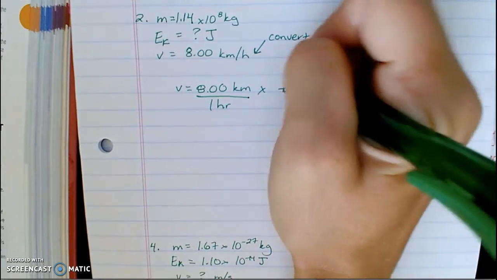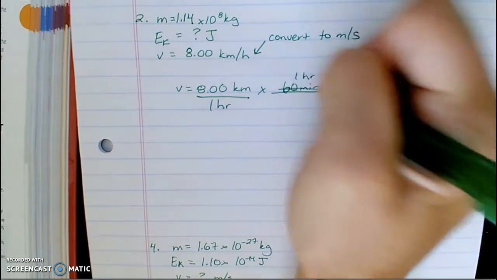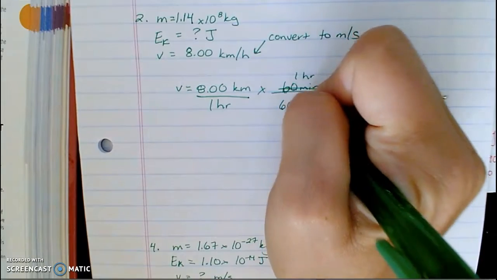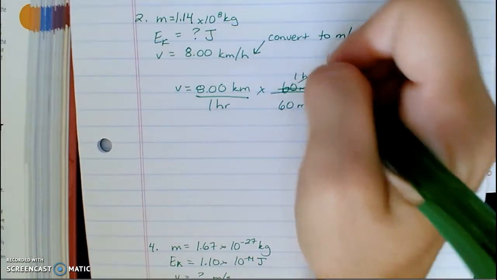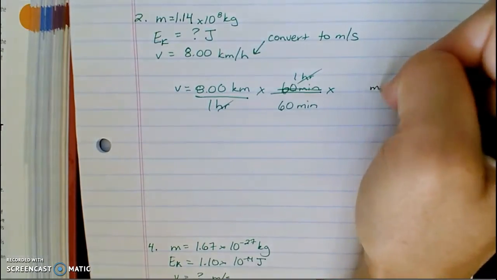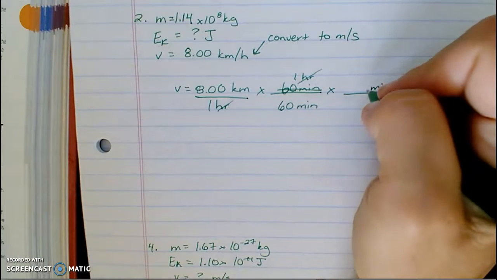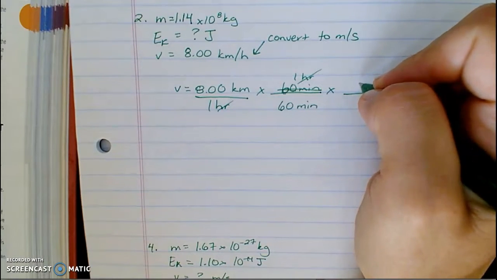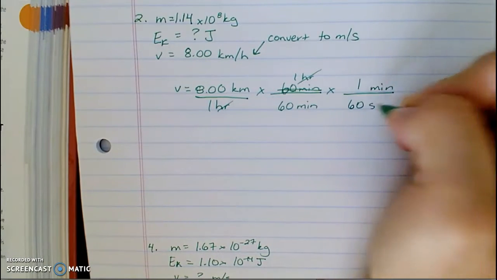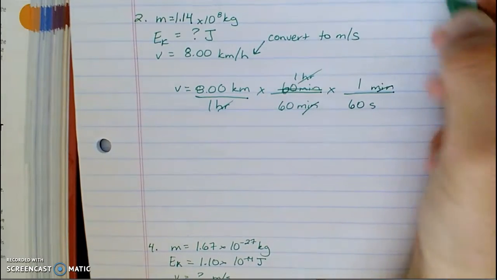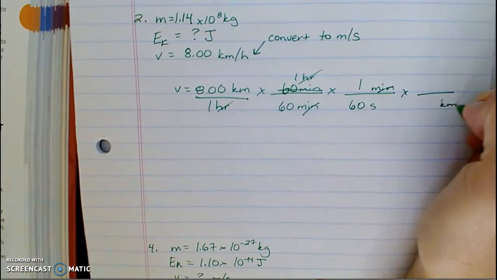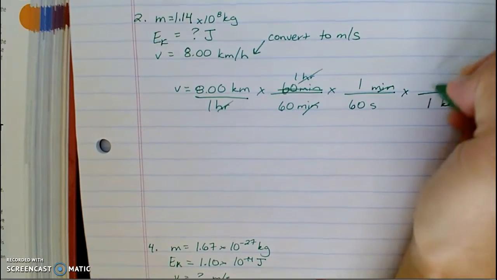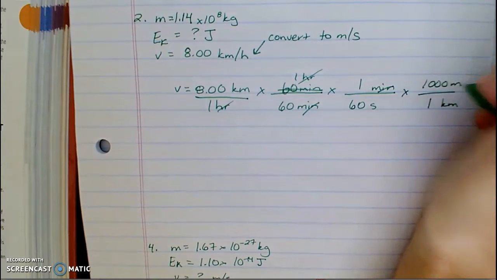Oops, yeah. See, this is why we got to be careful. We don't multiply instead of divide. Okay, and so that cancels out. To get rid of minutes, we need it up here. There are 60 seconds in a minute. Now let's get rid of kilometers. So we need kilometers on the bottom. And in 1 kilometer, there's 1,000 meters.